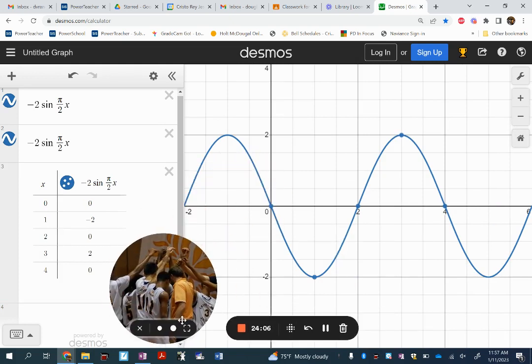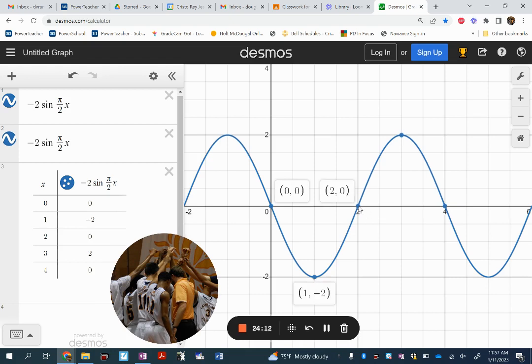So let's move this here so you can see everything. Okay, so again, we're starting at 0, 0. We're going to 1, negative 2, 2, 0, 3, 2, and then 4, 0. Notice in that instance, it's taking me 4 units to finish a full cycle.